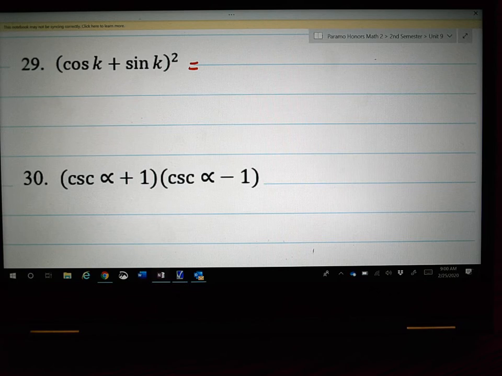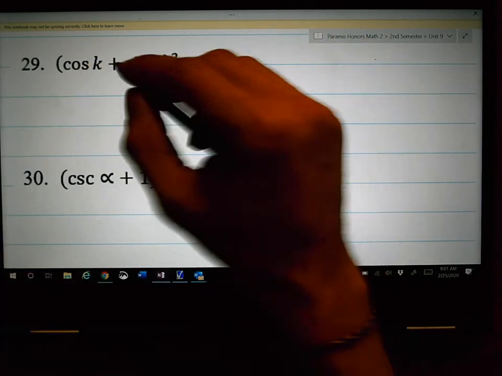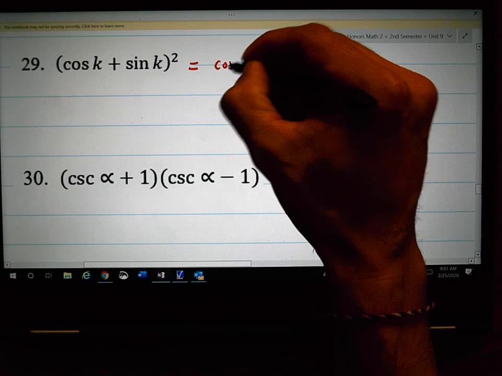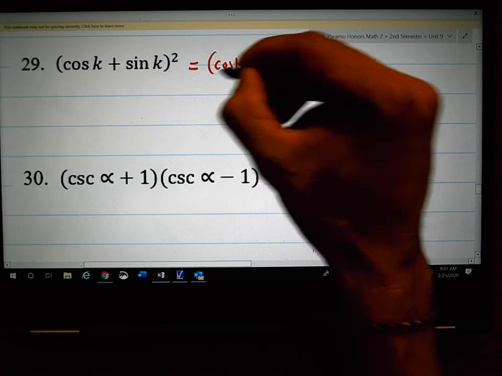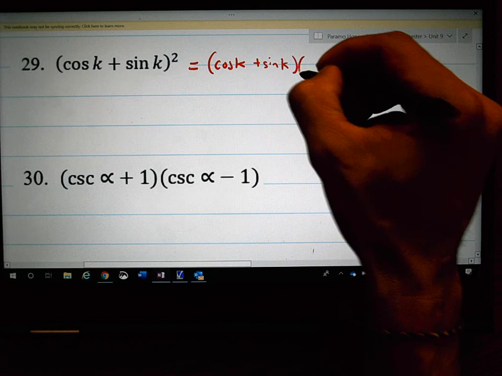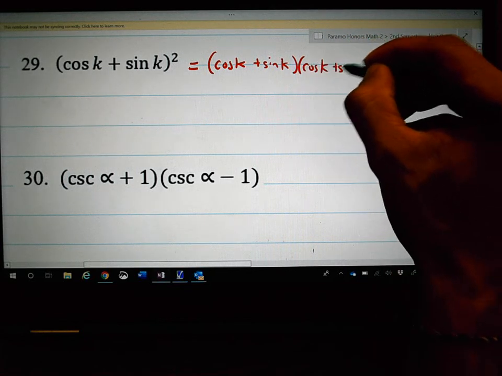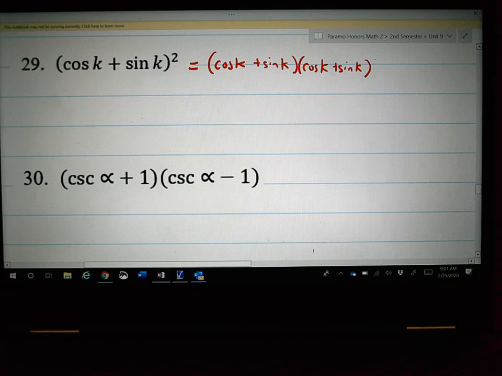A says multiply or FOIL binomials. If I FOIL this binomial, don't forget that cosine of k plus sine of k squared means you have a cosine of k plus the sine of k multiplying by another factor of cosine of k plus sine of k.